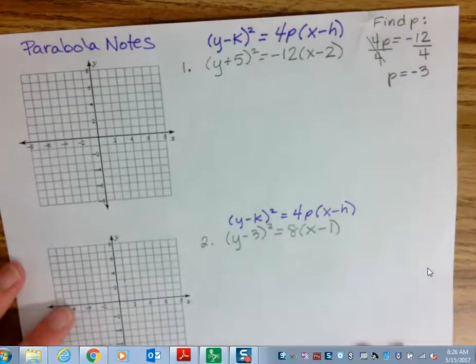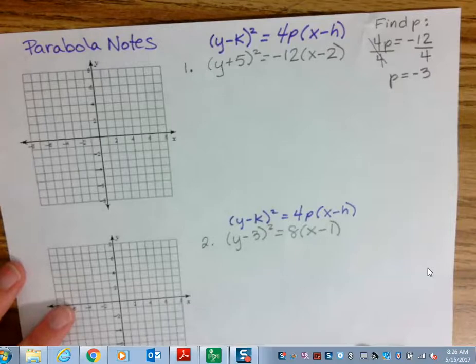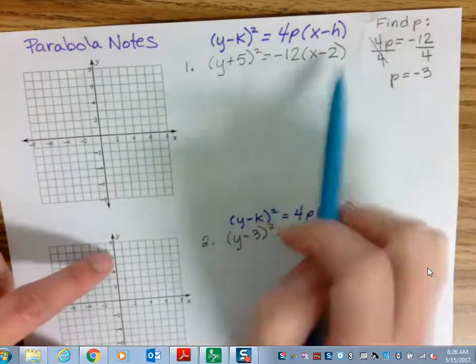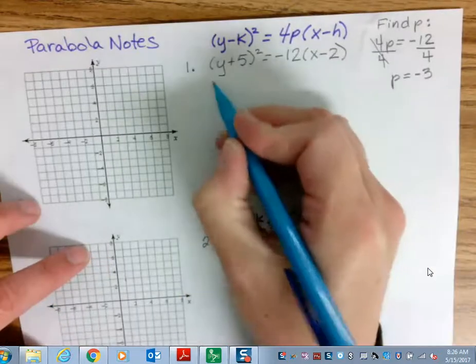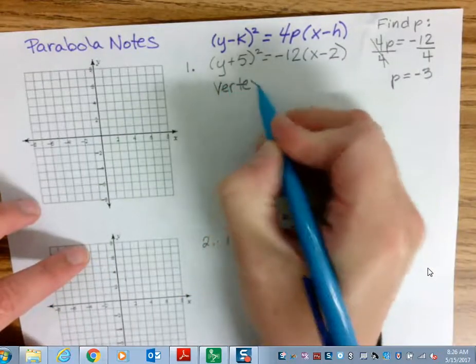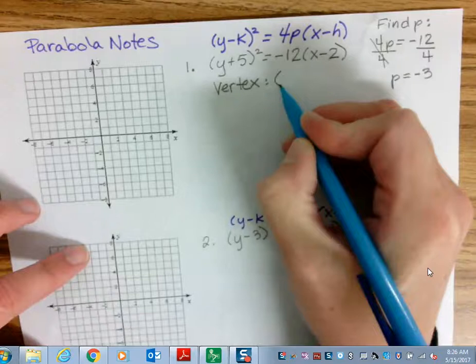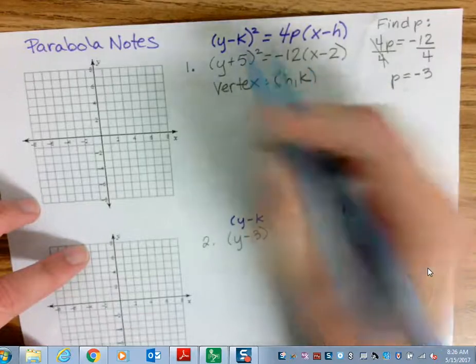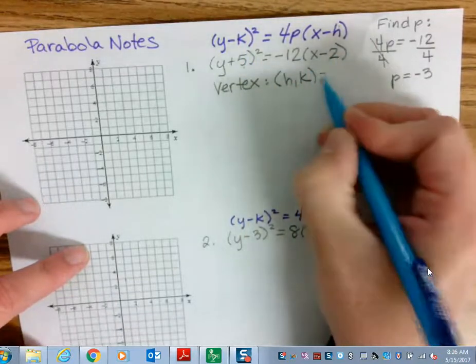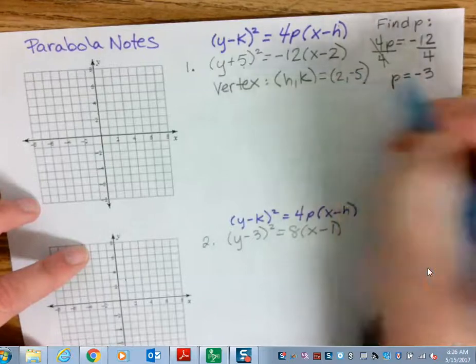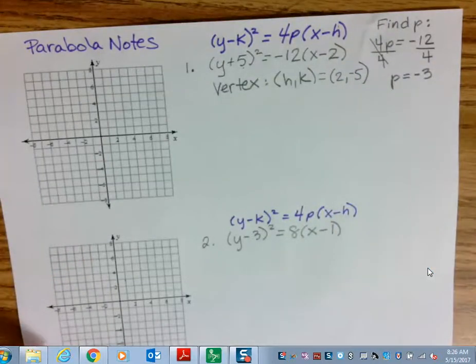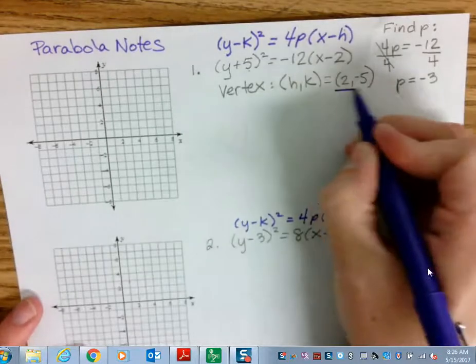All right, the next thing you want to find is your vertex. And your vertex, you find it the same way you would find the center of a circle or an ellipse. It's going to be the opposite of the number with the x and the opposite of the number with the y. So your vertex is h comma k, if you're comparing here. And in this case, it's going to be 2, negative 5. So I'm going to take that 2, negative 5, and I'm going to graph it over here.